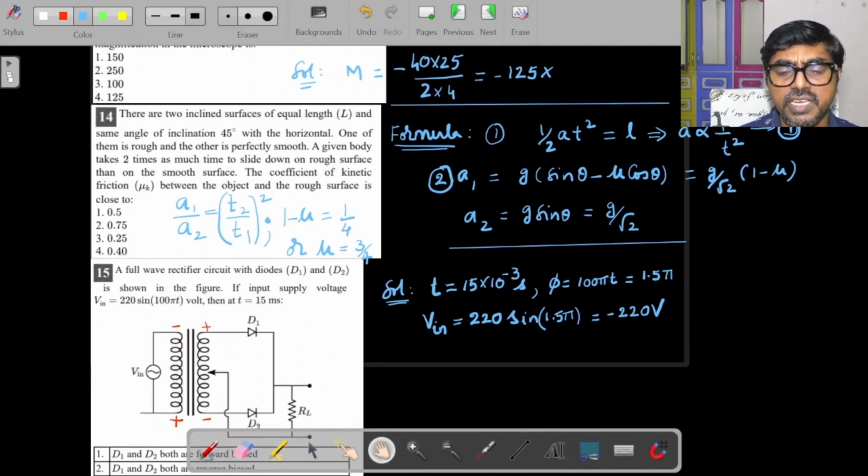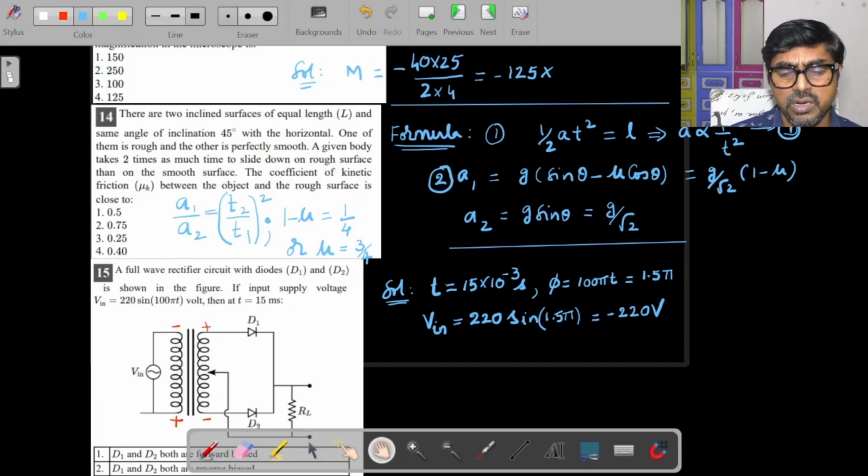There are two inclined surfaces of equal length, L. So length is equal, meaning the distance to be travelled is the same. And the same angle of inclination also, theta is 45 degrees constant. One of them is rough and the other is perfectly smooth. Right, so we have the friction coefficient in one case, second case. So it is like comparative analysis. Comparative analysis is very important. Two scenarios are given and we need to compare which is better, which is more, which takes more time, and so on.